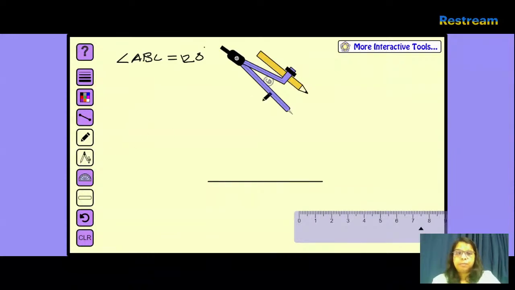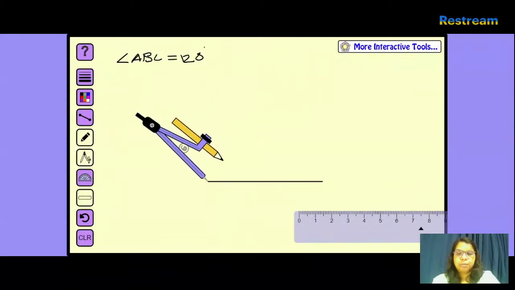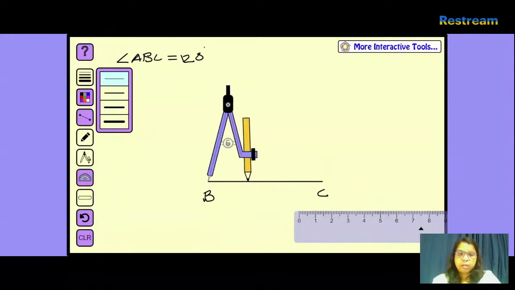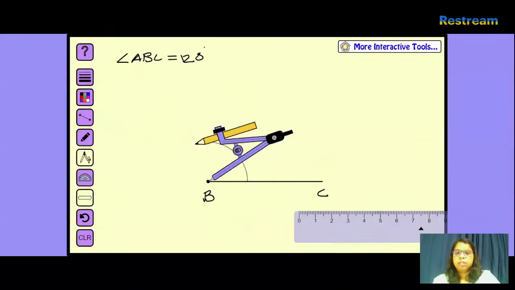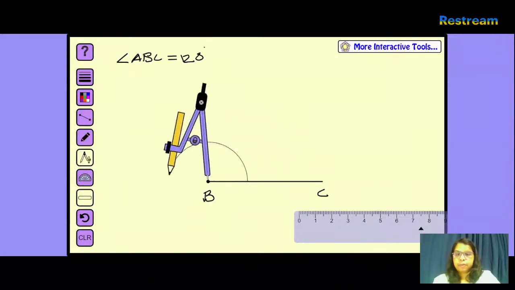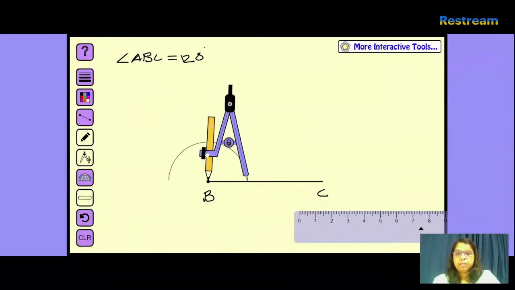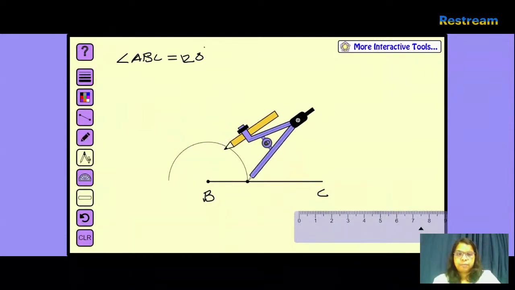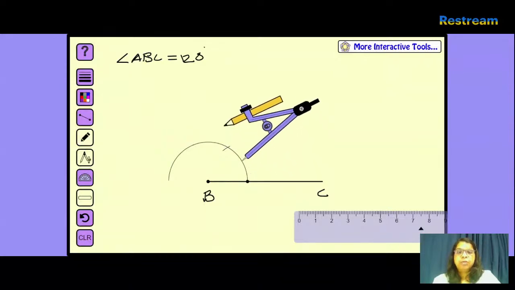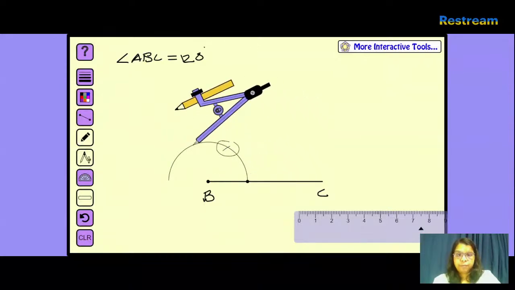I'm going to take my compass. This is my B, this is my C, let's say, and I am going to draw an arc like this. I'm going to fix this distance and draw a semicircle. Then I am going to take my compass and mark here. Now, if you draw a line through this particular arc, you will get a 60-degree angle.